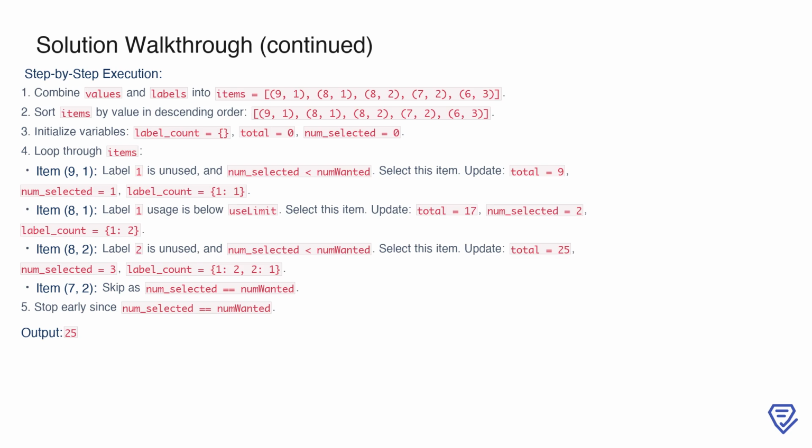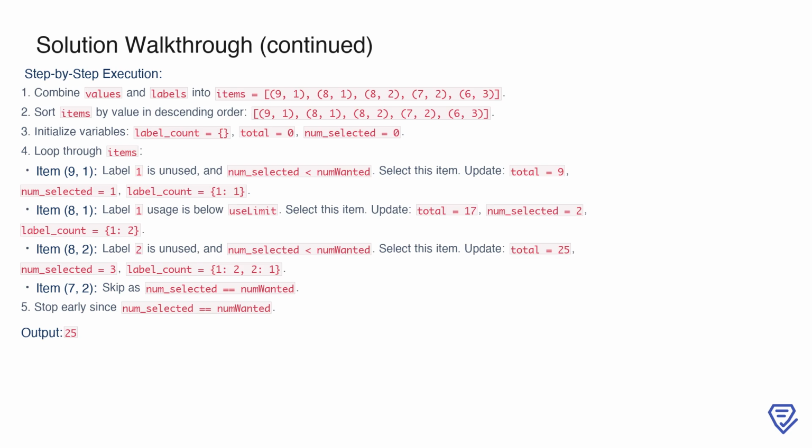Starting the iteration, we process (9, 1). Label 1 is unused, and we can still select items, so we pick this one. The total becomes 9, number_selected becomes 1, and label_count updates to {1: 1}. Next, we consider (8, 1). Label 1 has been used once, but the use limit is 2, so we can select this item as well. The total increases to 17, number_selected becomes 2, and label_count updates to {1: 2}. Then, we examine (8, 2).